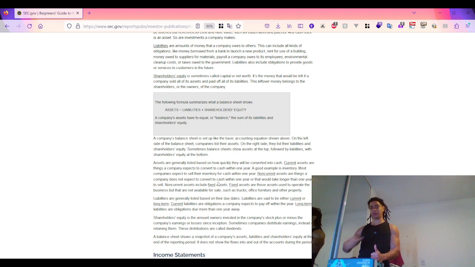So you have current assets, which a company expects to convert into cash within a year, for example inventory. Non-current assets take longer than a year to convert into cash. And fixed assets are assets that are not for sale because they allow your business to run, period: equipment, property, plant, that kind of thing.